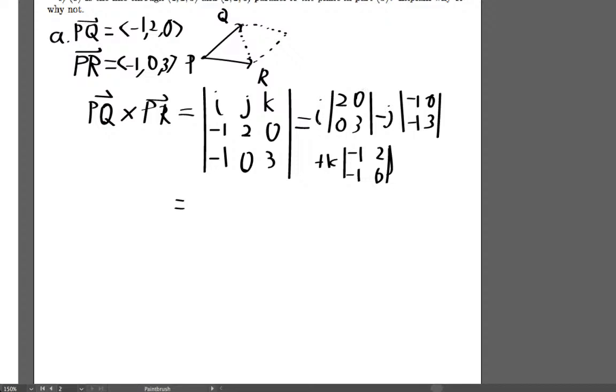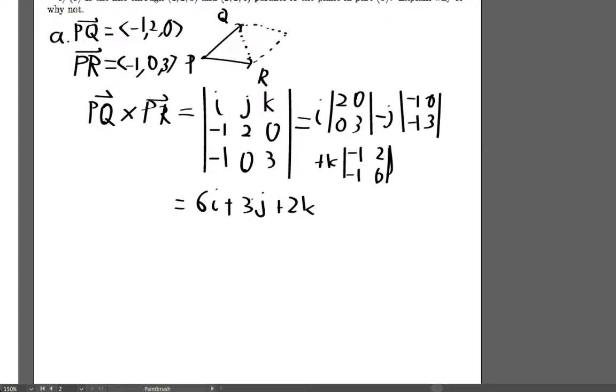That would be 6, so it's 6i. -3, so that's a plus 3j. And then we got the k here of -1 times 0. Okay, and then subtracted by -2. That's 2, so it's plus 2k. And we got a vector. So basically a vector cross a vector results in a vector.